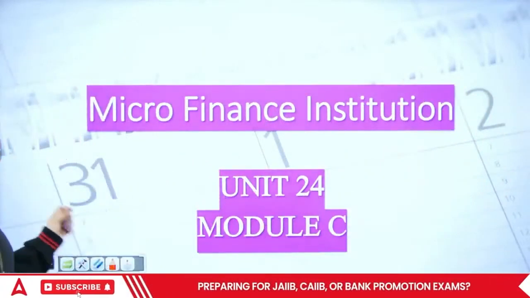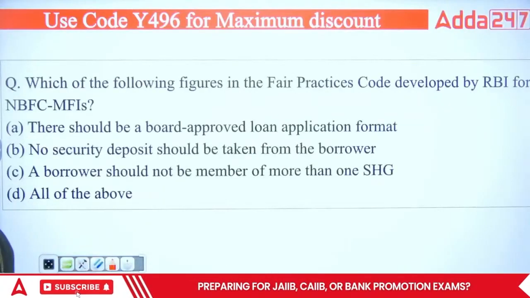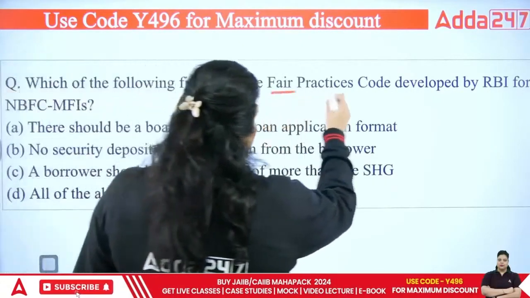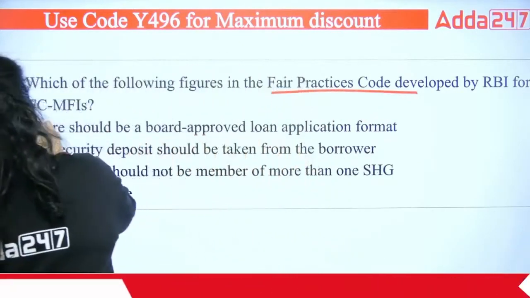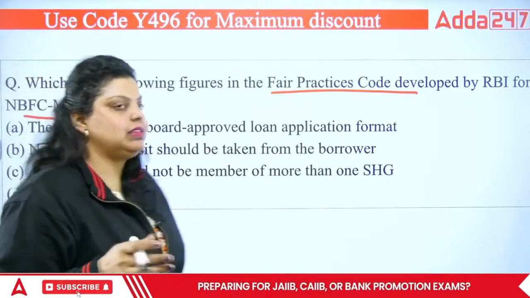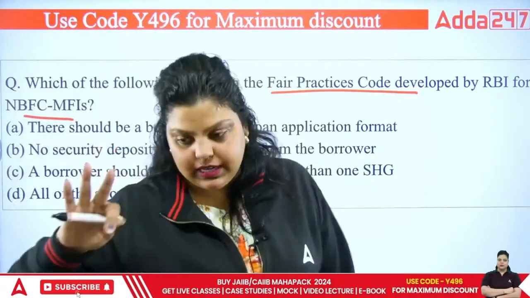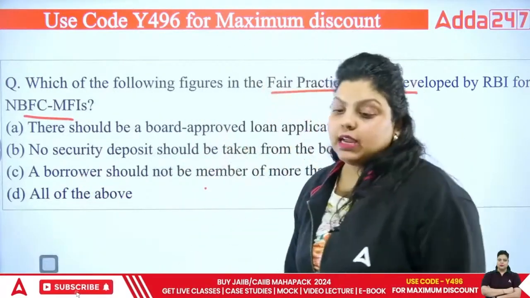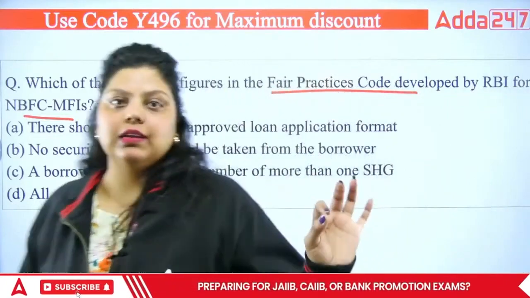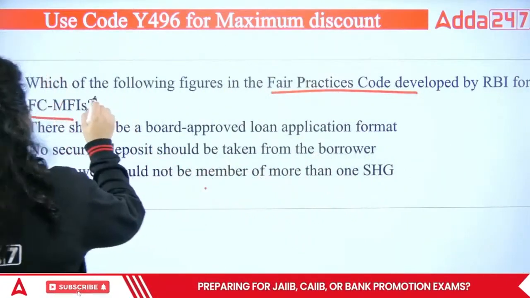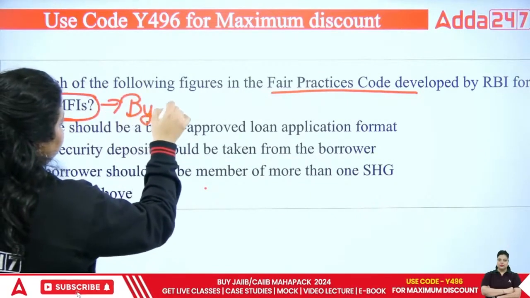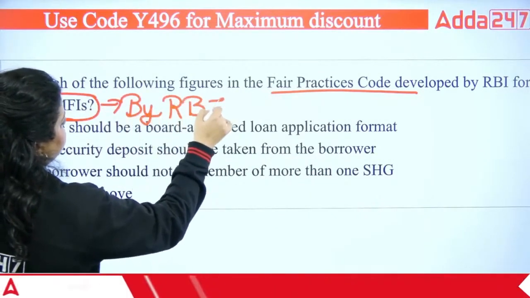Okay, so let's just start with the questions. The first question is: which of the following figures in the fair practice code developed by RBI for NBFC MFIs? When it comes to the NBFC MFI, this is a type of MFI. MFIs have 3 types, and out of that, one type is NBFC MFI. So non-banking financial company microfinance institution is a type of MFI, and these are the only type of MFI which are regulated by RBI.